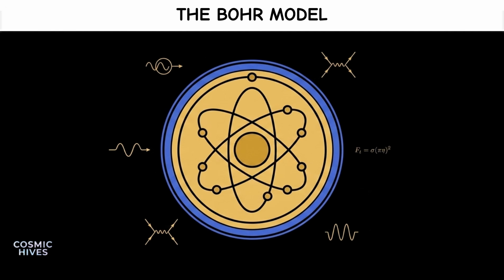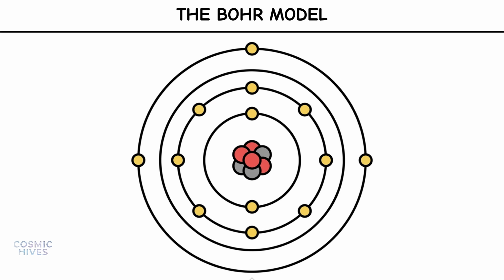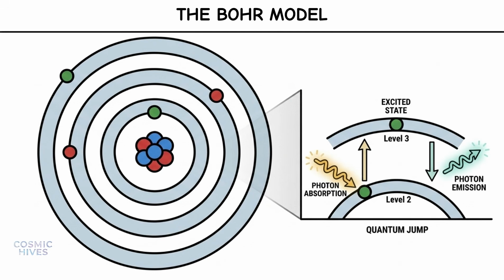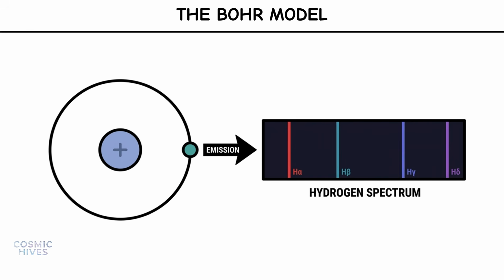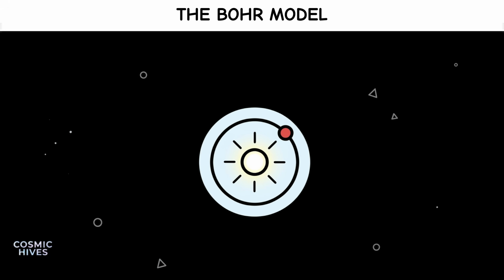Bohr's fix was radical for its time. He proposed that electrons can only occupy specific, fixed energy levels, stationary states, and cannot exist anywhere in between. An electron can jump from one level to another only by absorbing or emitting a photon with exactly the right amount of energy to match the gap. This explained with remarkable precision the specific colors of light that hydrogen atoms emit and absorb, the hydrogen spectral lines that had puzzled physicists for decades. It was a genuine breakthrough.